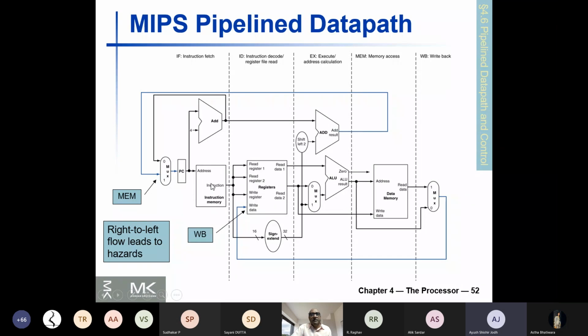So the pipeline data path is nothing but a single cycle data path, just with registers introduced between the stages, so that the information is properly percolated across the stages. We'll stop here at this point, and in the next class on Monday, we will continue this.